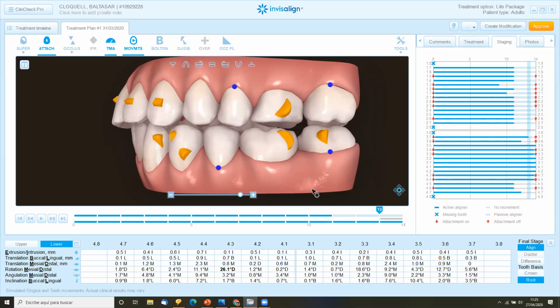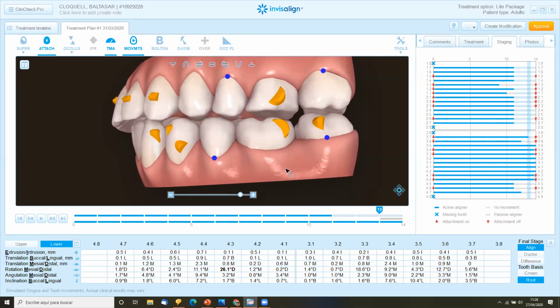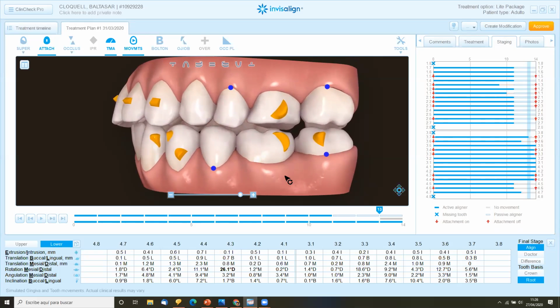So if we really want to intrude and make a minor facial change, we have to admit that it's going to get a complex case, and we are going to use class 3 elastics to compensate the movements of the whole lower arch, okay? But that is not my goal. That is not my goal, okay?